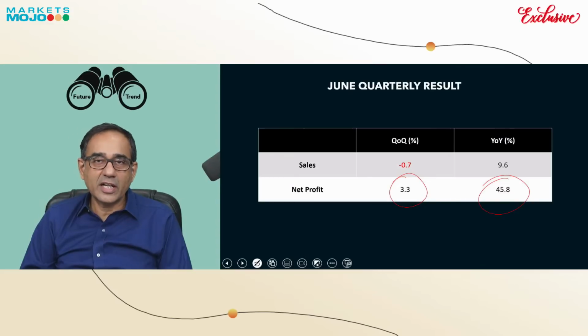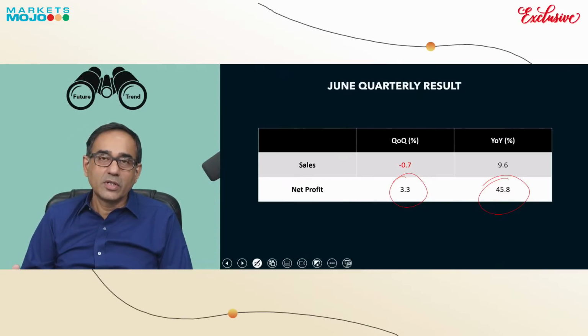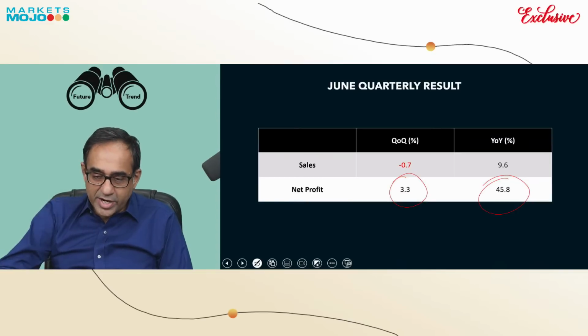Why? Because the results are extremely good. As and when the numbers improve, the valuation of the Indian market also improves. Am I right? Because earnings growth is a function of what kind of valuation the Indian market can command. And we have seen a very good trend there.